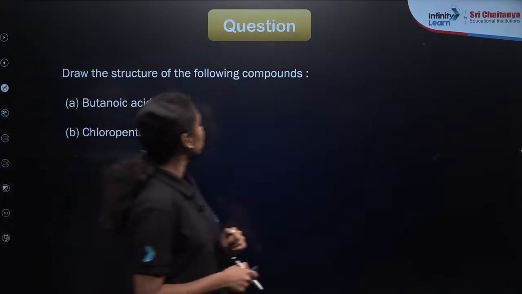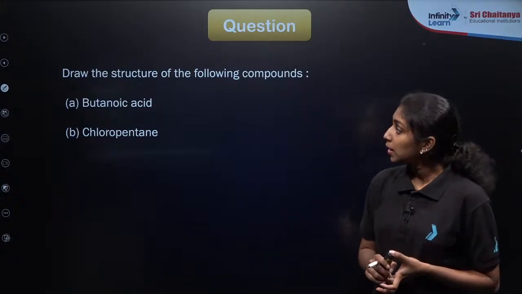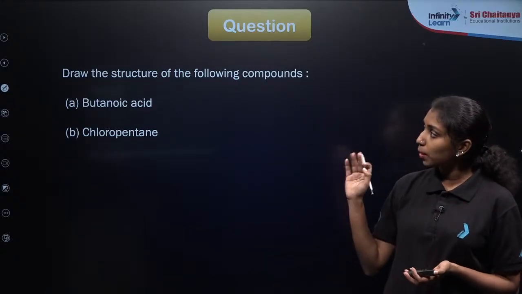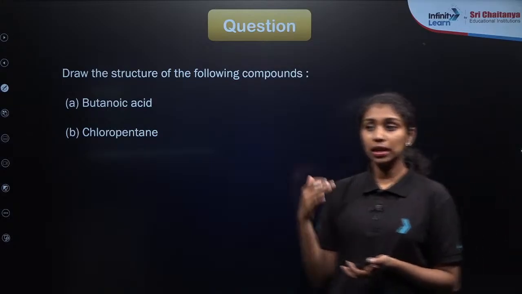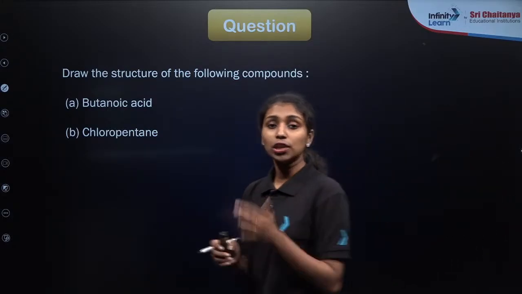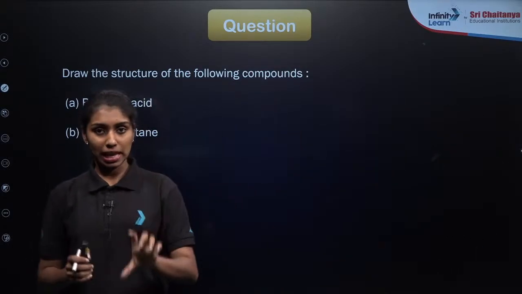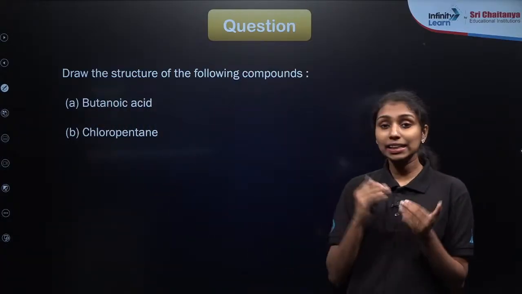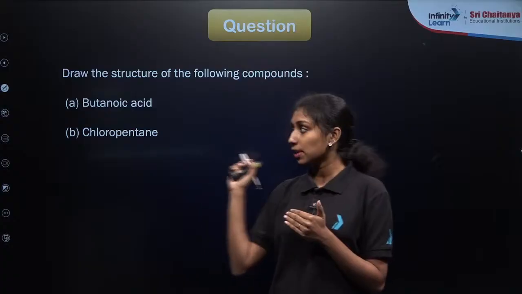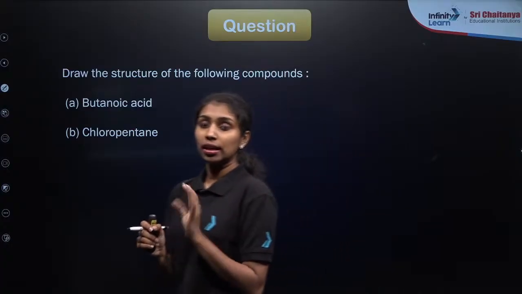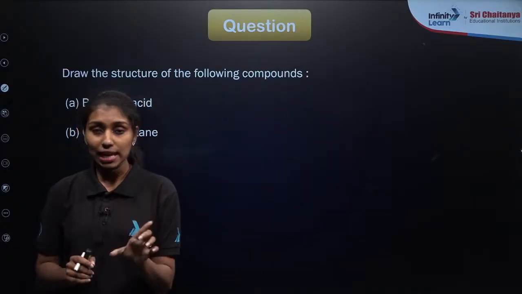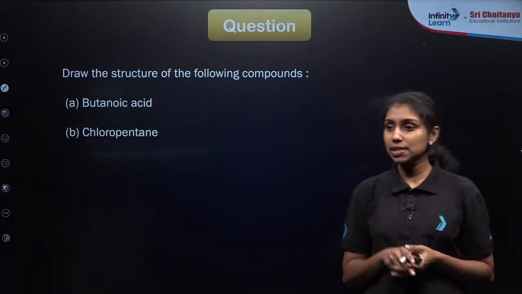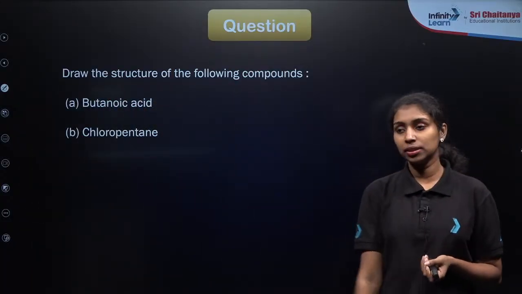Okay, now we are moving to our next question. Draw the structure of the following compounds. Names of some compounds are given here. We need to identify the structures of these compounds. So in IUPAC nomenclature, finding the structure of a compound from its IUPAC name, as well as finding the name of a compound from its structure, is very important. Interconversion of IUPAC names is very important. So you must have an idea about the number of carbons, their word root, along with their functional groups. So what will be the structure of butanoic acid?